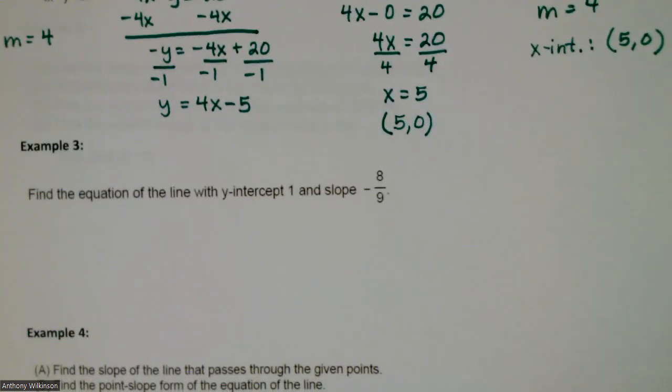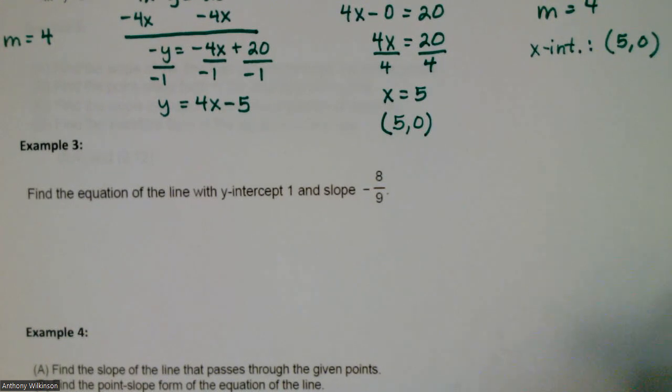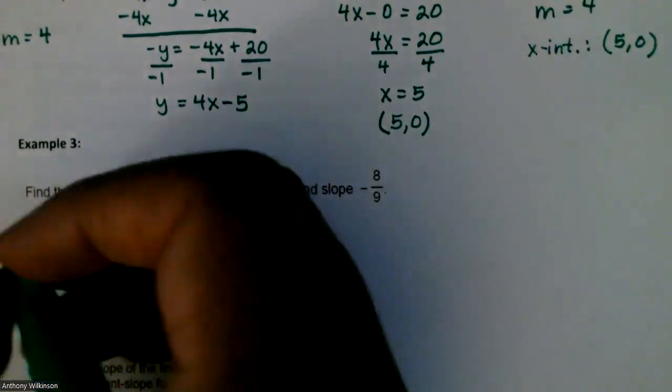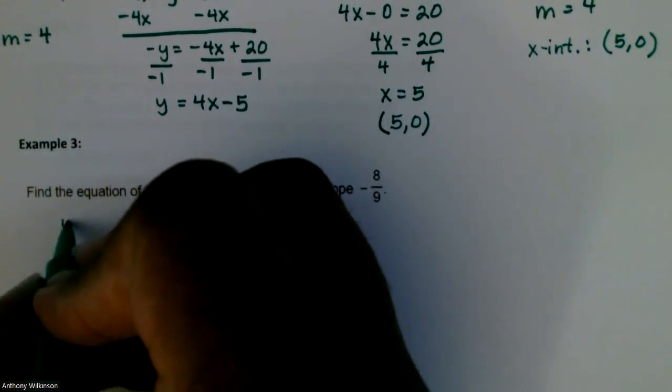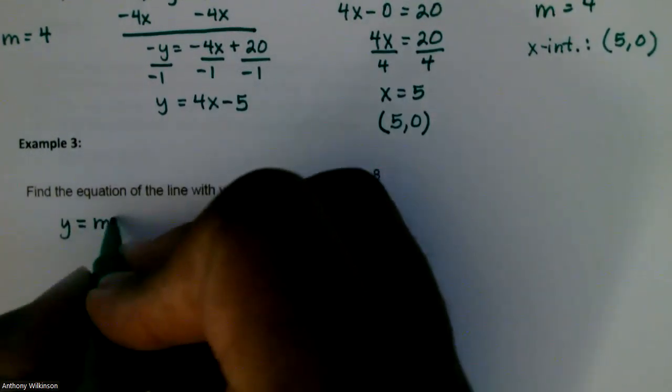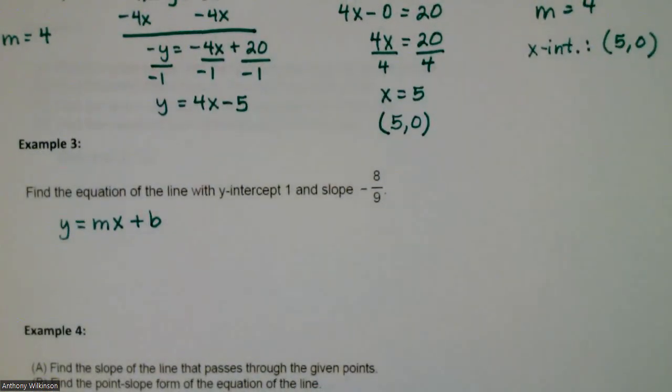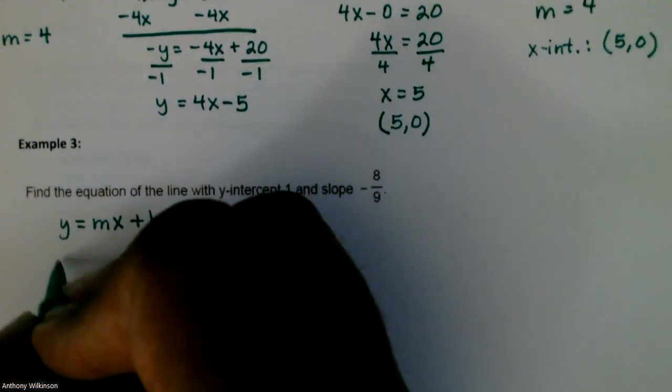All right, the next example is to find the equation of the line with the y-intercept of 1 and a slope of -8/9. Well, we're given the slope and the y-intercept, so let's use slope-intercept form, which is, of course, y equals mx plus b. And just do some substitution here.